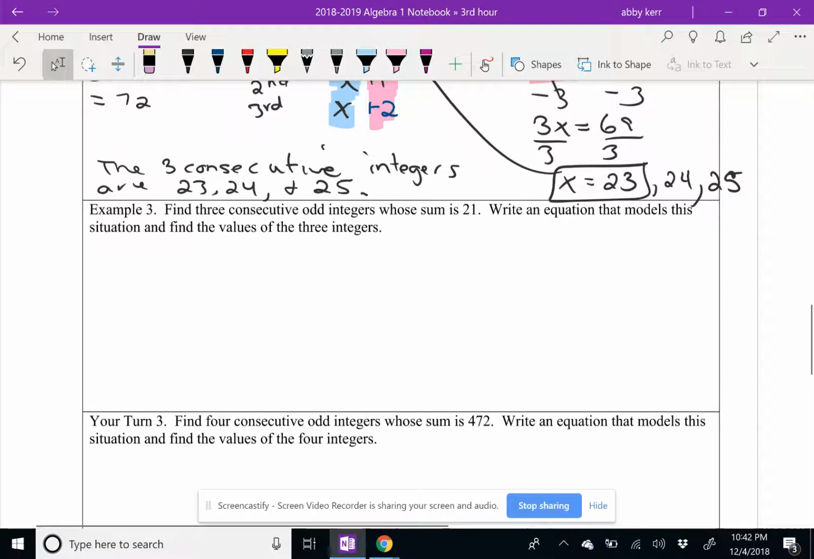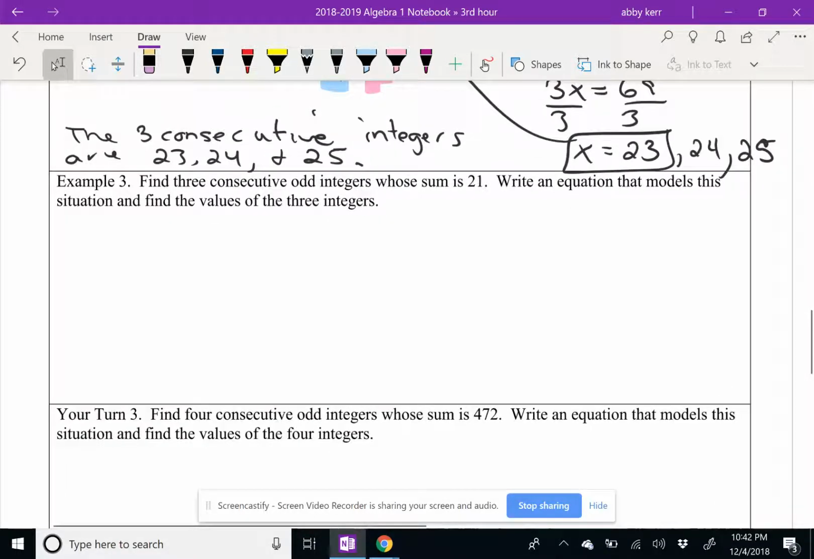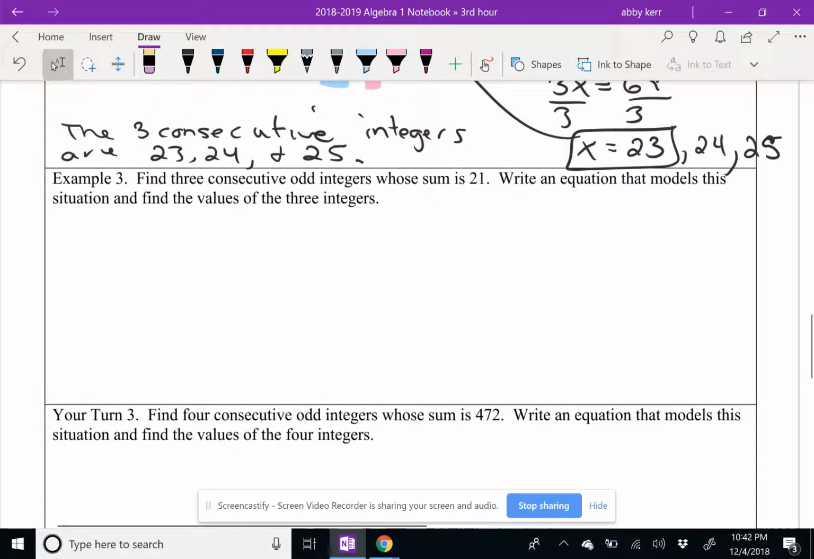Now, this is where this type of problem gets a little more tricky, because remember, you got to be very careful. You want to read all of the words and then just jot them down so you don't have to reread the problem. So once again, we're dealing with 3 consecutive numbers. But here's the kicker. It says odd integers. So I'm just going to write down the word odd. And then, of course, they give us the total. And then it says write the equation that models the situation.